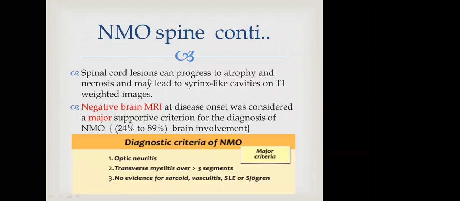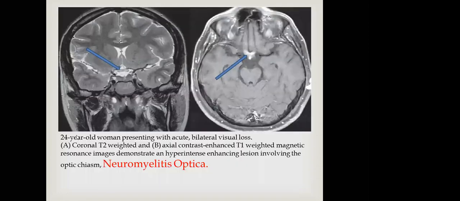The spinal cord lesion can progress to atrophy and necrosis and may lead to things like a cavity on T1. A negative brain MRI at the disease onset is considered a major supportive criterion for the diagnosis of NMO. It's about 24 to 85% of brain involvement. Diagnostic criteria are optic neuritis, transverse myelitis, and no evidence of sarcoid or vascular lesion.